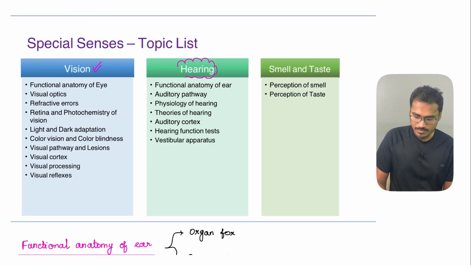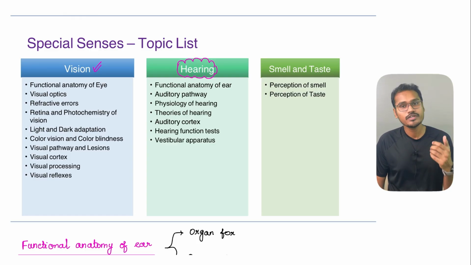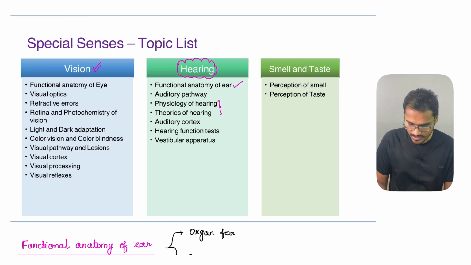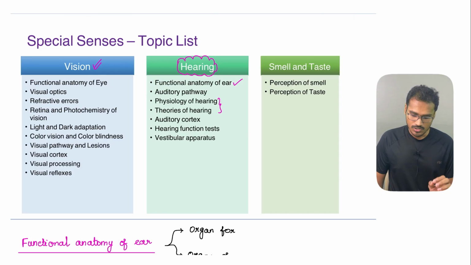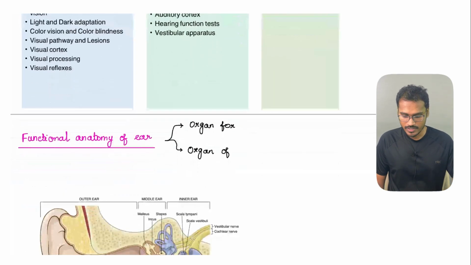Hearing is also one of the special senses, and in today's video we are going to take up the functional anatomy of the ear. In the next coming videos, we are going to discuss the auditory pathway, then the physiology of hearing and theories of hearing along with the auditory cortex, and then the hearing function tests and the vestibular apparatus. And finally, we are going to discuss the perception of smell and taste, which are also special senses. So coming to today's topic, the functional anatomy of the ear.